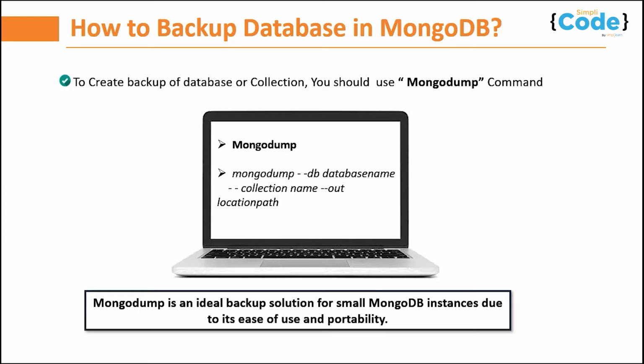If you want to back up only a particular database, or let's say a particular collection, in such case the syntax would be mongodump, mention db and the database name, next mention the collection keyword and the collection name, and after that mention out and the location path of it. So in this way you can use this command in order to back up a particular database and a collection. So mongodump is an ideal backup solution for, let's say, small MongoDB instances due to its ease of use and portability. I hope you understood what a backup is and how it works in MongoDB.